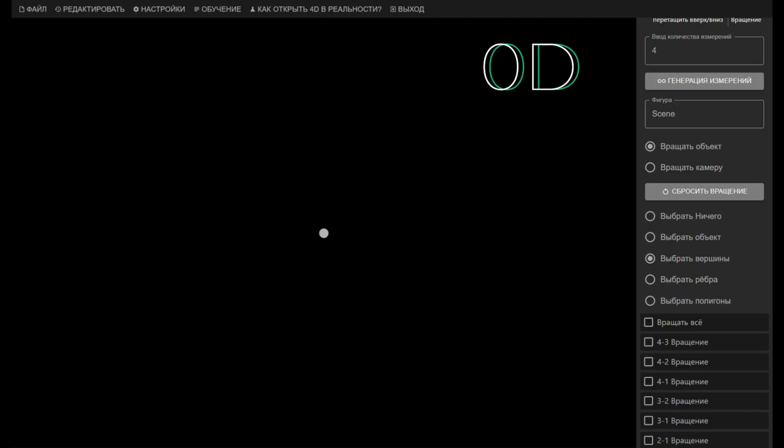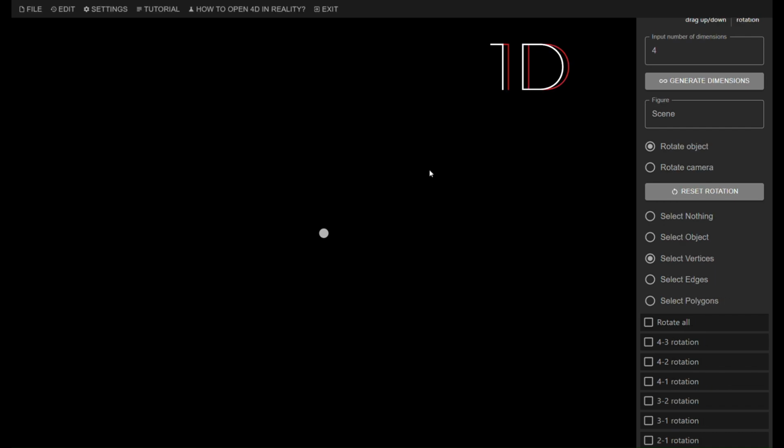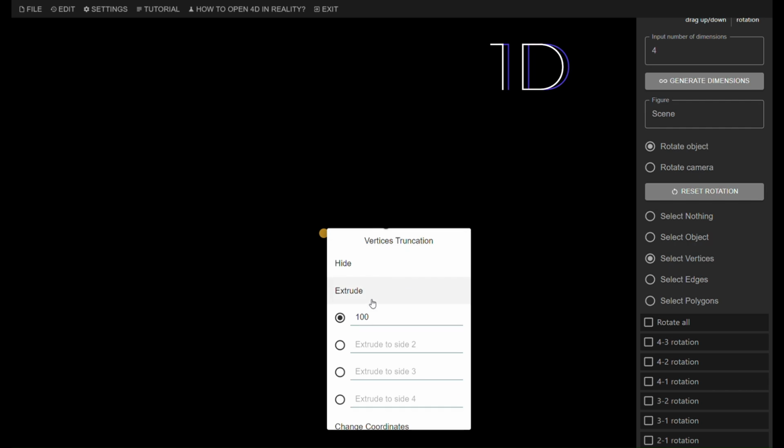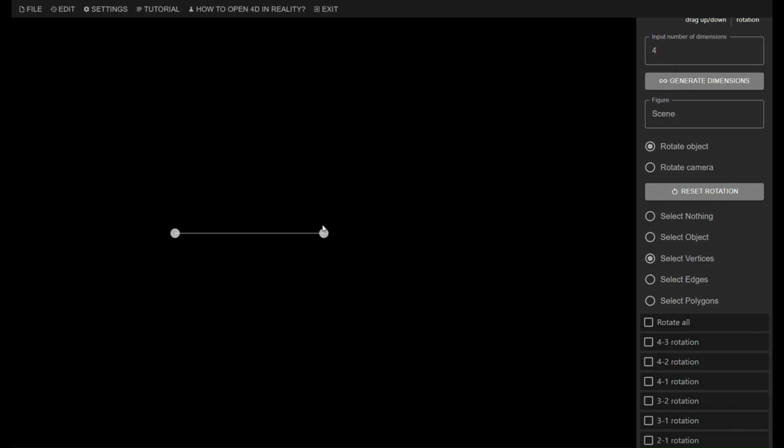Zero-dimensional space is a point. In zero-dimensional space there is no size, no direction, and no sides to rotate. From zero-dimensional points, a one-dimensional line can be constructed. In one-dimensional space, a dimension and one direction appear. However, there are still no sides for rotation.